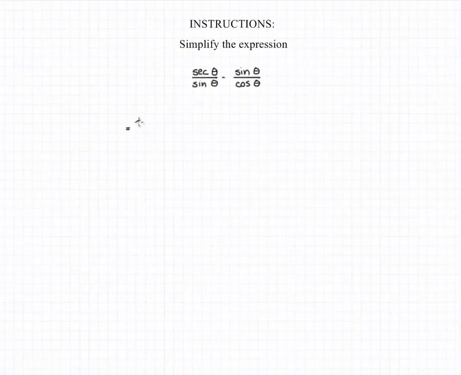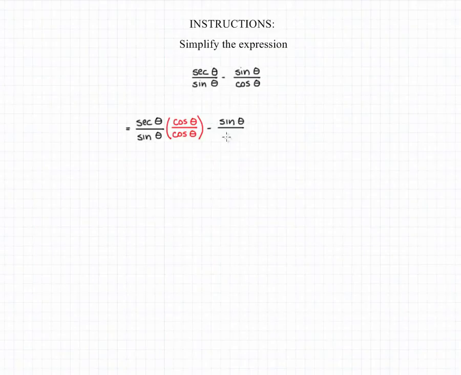Because we'd like to simplify this expression by subtracting these two separate fractions, we're going to get them a common denominator first, and we're going to do that by multiplying the first fraction by cosine theta over cosine theta, so just multiplying by 1, not changing the value. And we're going to multiply the second expression, which already has cosine but doesn't have sine theta, by sine theta over sine theta. And this is going to give us a common denominator of sine theta cosine theta.